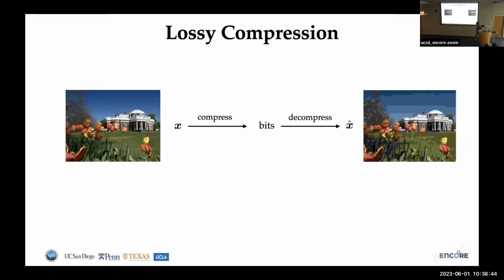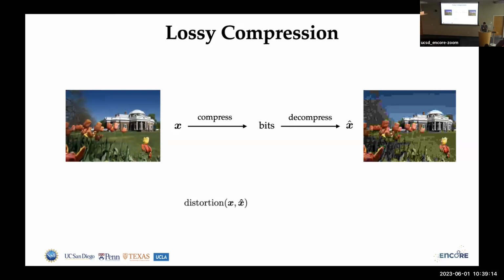So lossy compression means that, given a data point or a data set, we want to compress our data point here, x, into bits, such that later on we can decompress using the compressed bits into some other lossy version of our original data point, which we call x hat. Okay, so that's essentially the overall architecture or story here.